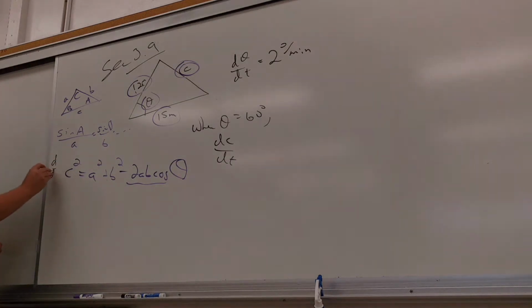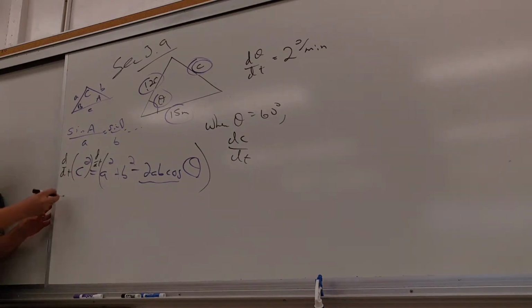So if I take d by dt of both sides, let's do this side. What happens here? 2c dc/dt. So dc/dt is what they're asking me for. Do I know c? I don't know c.